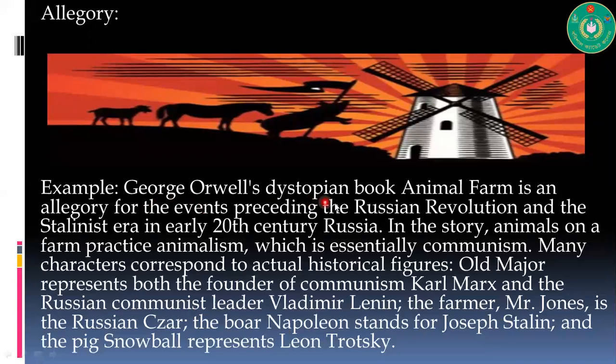Let's have a look at the example. George Orwell's dystopian book Animal Farm is an allegory for the events preceding the Russian Revolution and the Stalinist era in early 20th century Russia. In the story, animals on a farm practice animalism, which is essentially communism. Many characters correspond to actual historical figures. Old Major represents both the founder of communism, Karl Marx, and the Russian communist leader Vladimir Lenin. The farmer, Mr. John, is the Russian Tsar. The boar, Napoleon, stands for Joseph Stalin, and the pig, Snowball, represents Leon Trotsky. So this is how allegory represents a general issue.